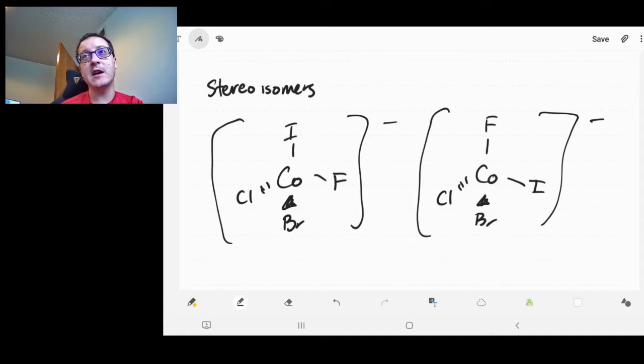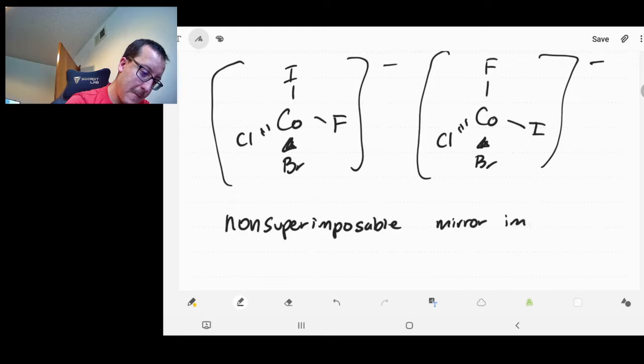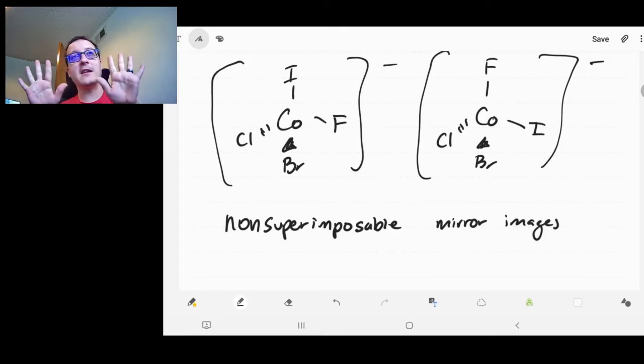All I've done is switch two ligands here, right? I swapped their positions. But if we look here, these are actually just going to be mirror images of each other. If we were to try and rotate them, up and down, whatever, no matter how you rotate these, you cannot get them to be identical to each other. These are what we call non-superimposable mirror images of each other.